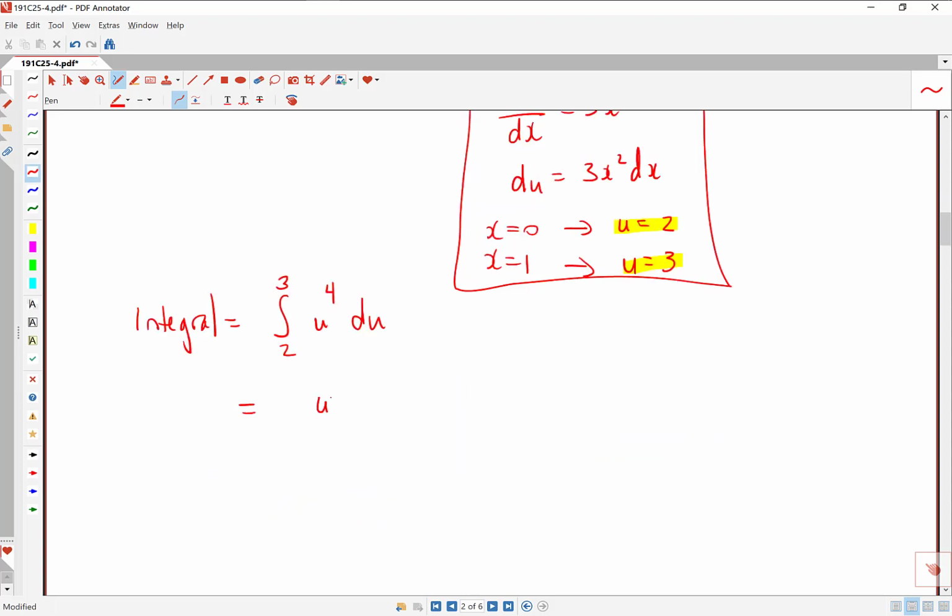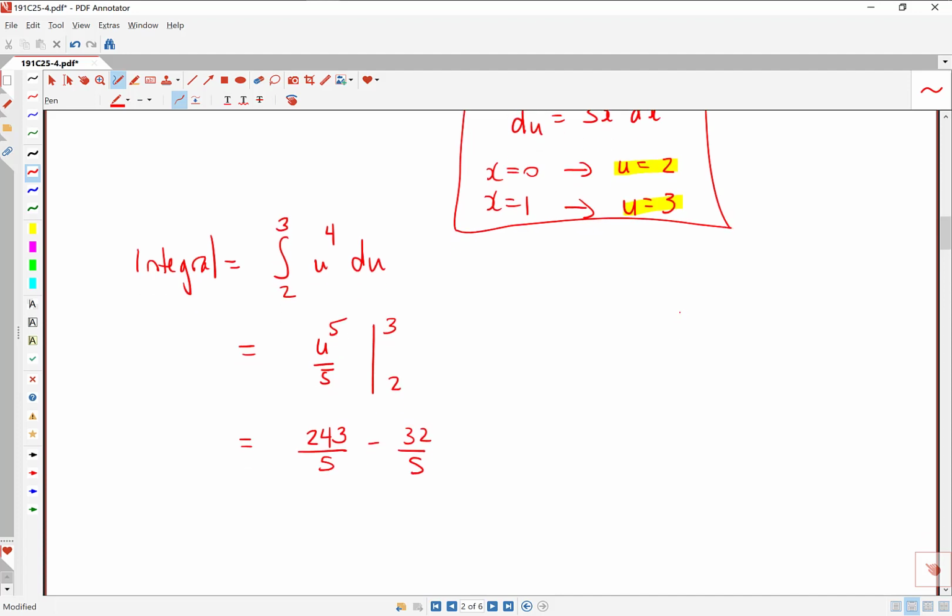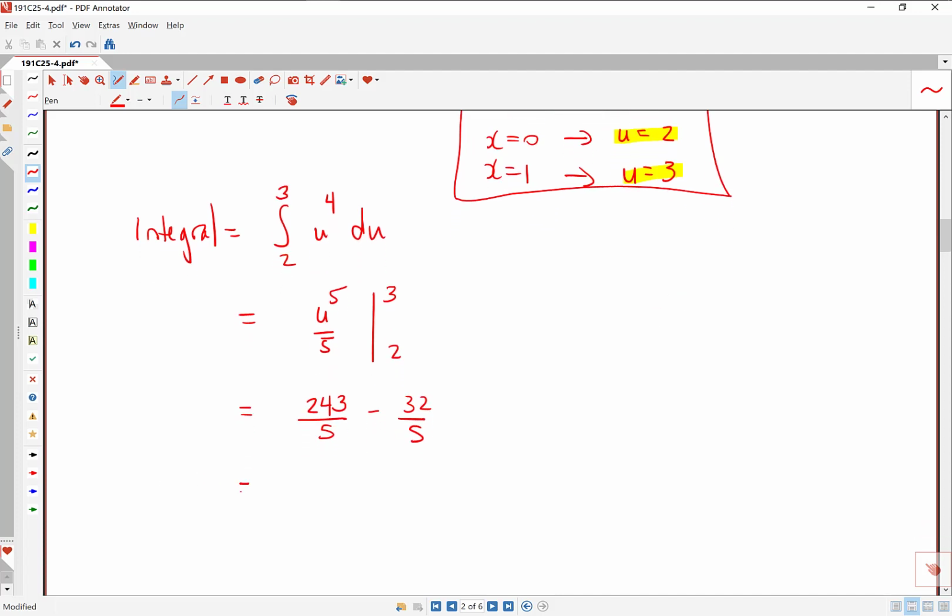Let's find an antiderivative. We'll go u to the fifth over 5. We don't need a plus c because this is a definite integral. We will evaluate at 3 and then at 2. So plugging 3 in here, well, 3 to the fifth is 243. So we've got 243 over 5, and then we subtract off the value when we sub in 2. So that would be 32 over 5. And here's our final answer coming up. So 211 over 5 is our answer.